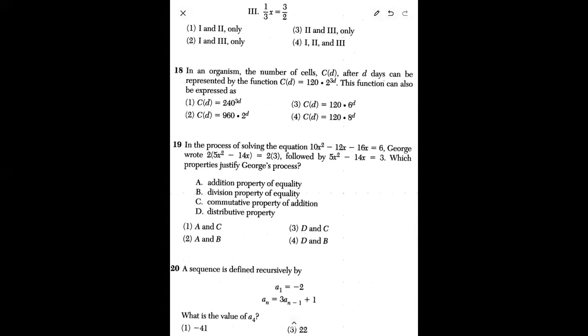So it says here, in an organism, the number of cells C of D after D days can be represented by the function C of D equals 120 times 2 to the 3D power. This function can also be expressed as. Now, it didn't say this is equivalent to, but it said it can also be expressed as, which is basically saying it can also be equivalent to one of these other expressions, or one of these other functions.